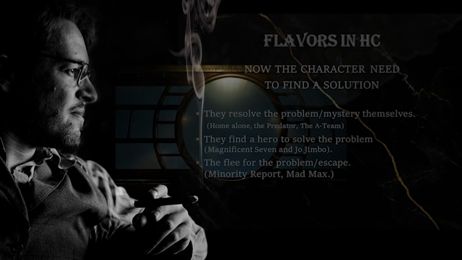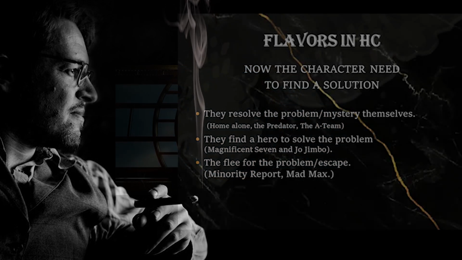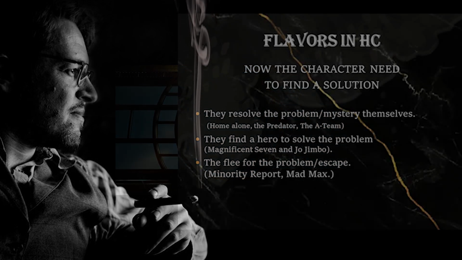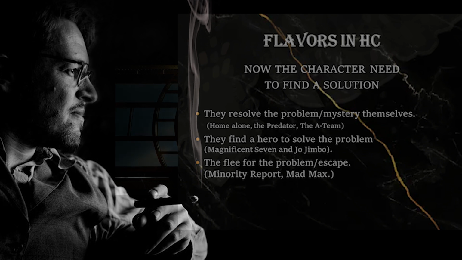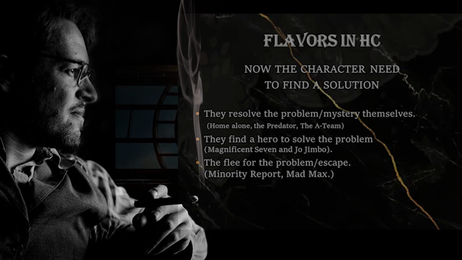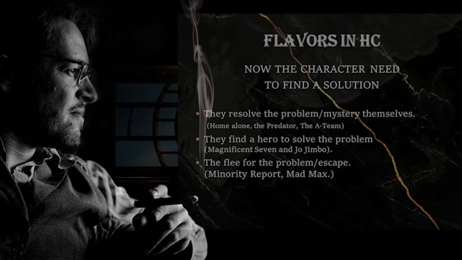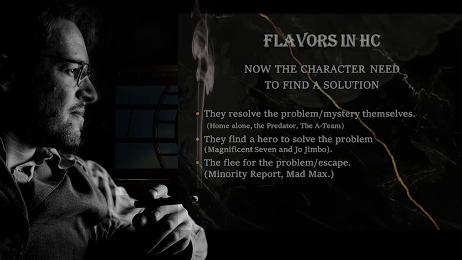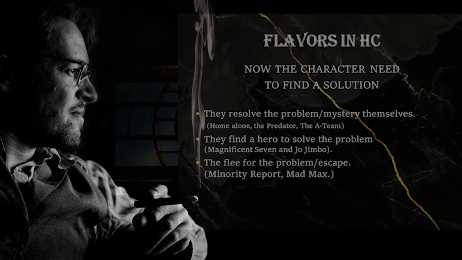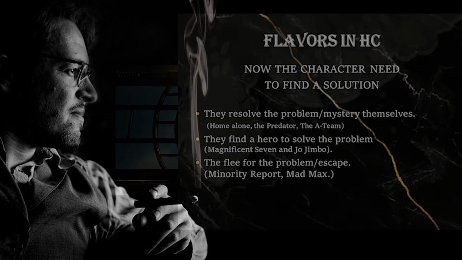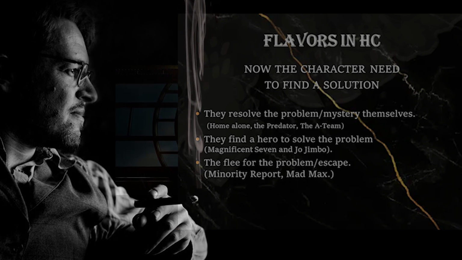So, we have a system, the system has a problem, and now we need to find a solution. We need to defeat the slasher villains, we need to get rid of the banditos, we need to get rid of the raiders. So, how do they solve that problem? They can do it by themselves, again, Home Alone. They can find a hero to solve the problem. This happens in Magnificent Seven and Yojimbo.